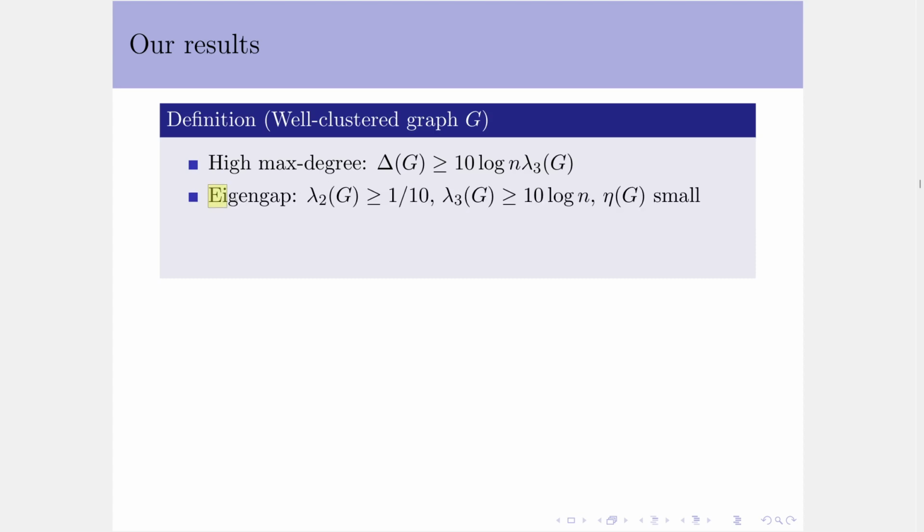The next assumption we make is that there is a gap between lambda 2 and lambda 3. That assumption is quantified by this eta G being small. Moreover, we assume that lambda 2 is at least some constant. We note that this 1 over 10 here is quite arbitrary and it can be replaced with any constant, and we will just have new constants in the rest of our arguments. Same with this 10 log n.